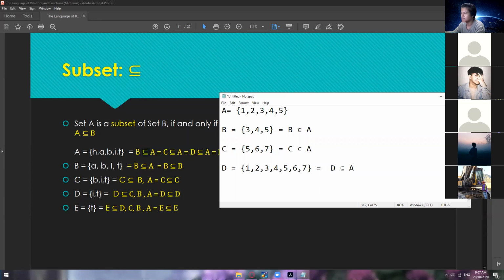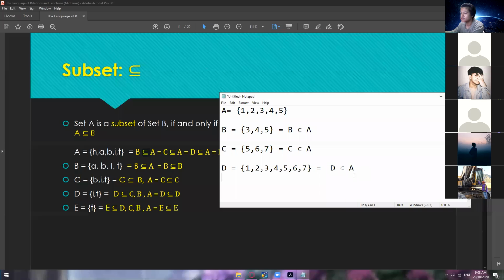Okay, how about this one? Is D a subset of A? False, sir. So this one is also false. So why? Yes, we can find the 1, 2, 3, 4, and 5 in here, but we cannot find the elements 6 and 7. So the main idea of a subset is all of the elements of that subset should be found on the other side, or the superset. Okay, so from left to right.